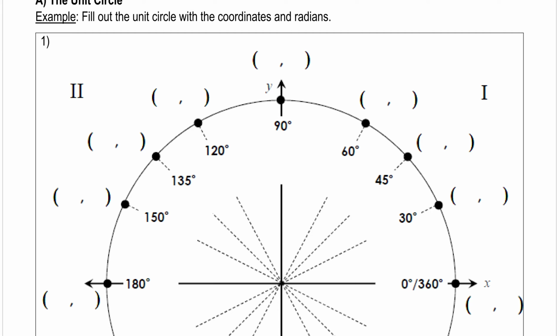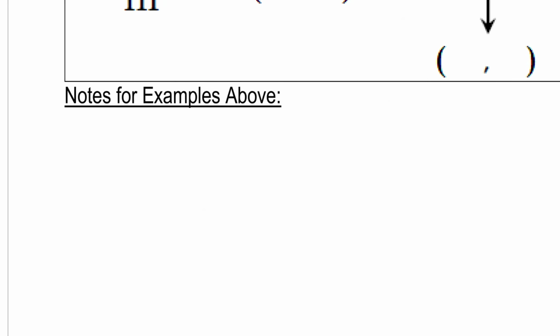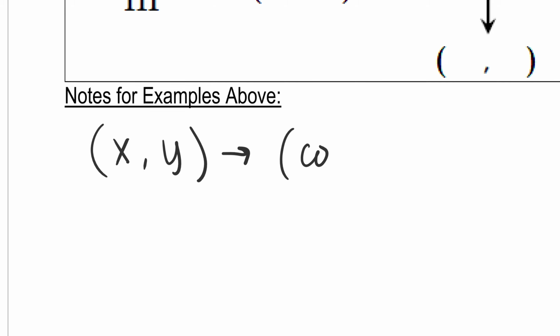Now, what exactly is a unit circle? It's just a circle where the radius is 1 unit. That's why they call it a unit circle. So the only notes that you need right here: your normal coordinates are x, y, but for the unit circle, whatever x and y is, it's the same thing as cosine theta and sine theta. So whatever's x is cosine, whatever is y is sine.